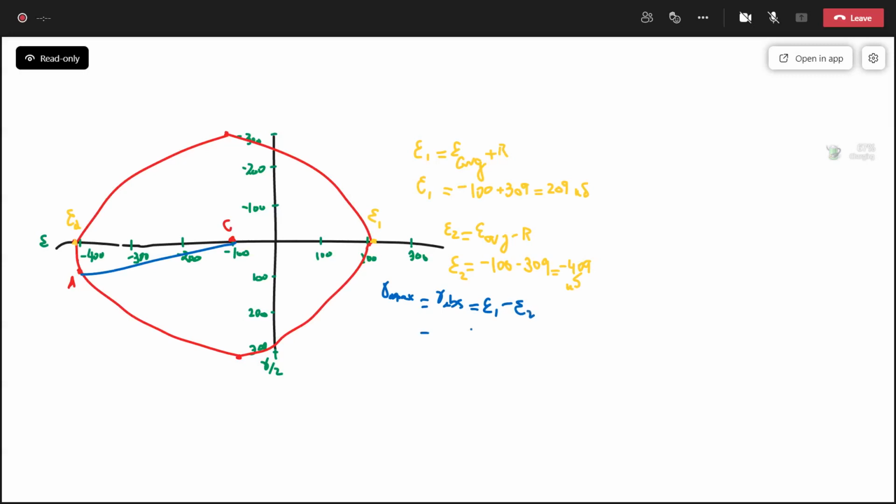So the value is epsilon 1 is 209. ठीक है जी? 209 minus minus 409. So your answer for the absolute maximum and maximum in plane shear strain will be 209 plus 409, 618 microstrains. If anyone has any query about this, let me know. I can explain it again about the calculation of maximum in plane and absolute maximum shear strain.